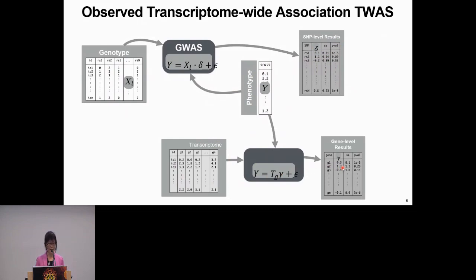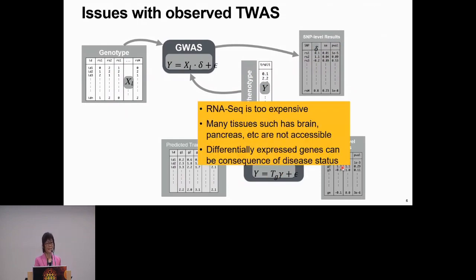But what are the problems with that? RNA sequencing is very expensive, right? Genotyping is cheap, RNA sequencing is a lot more expensive. There are many tissues, like brain and pancreas, that are very hard to access, so you couldn't get enough sample size. And as important, the differentially expressed genes that you find may be a consequence of the disease and not the cause of the disease. So this reverse causality makes this method less optimal, right?